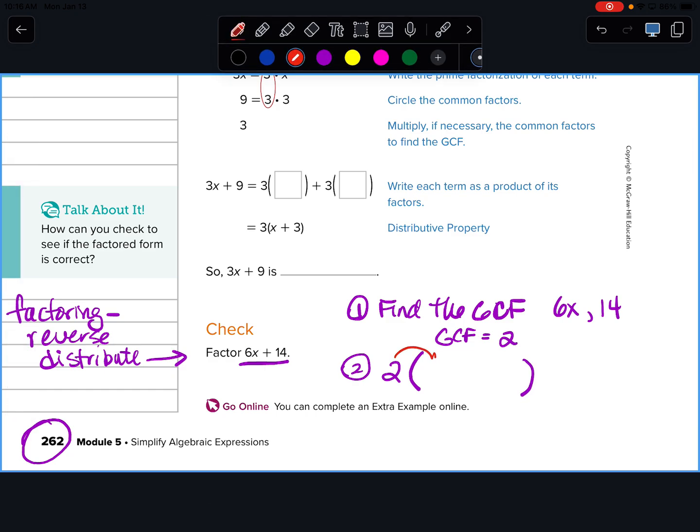And now I'm going to think, 2 times what number would get me back to my original, which remember was 6x plus 14. So I am trying to think of 2 times what gives me 6x. That would be 2 times 3x, plus 2 times what gives me 14. That would be 7. So my answer to this is 2 times the quantity 3x plus 7. Sometimes in algebra we want it multiplied, we want it distributed, and sometimes we want to leave it in its factored form. So this would be like reversing the distributive. We're going to practice some more of these.